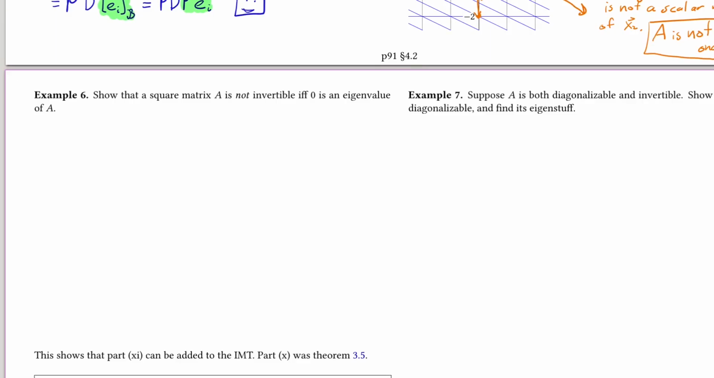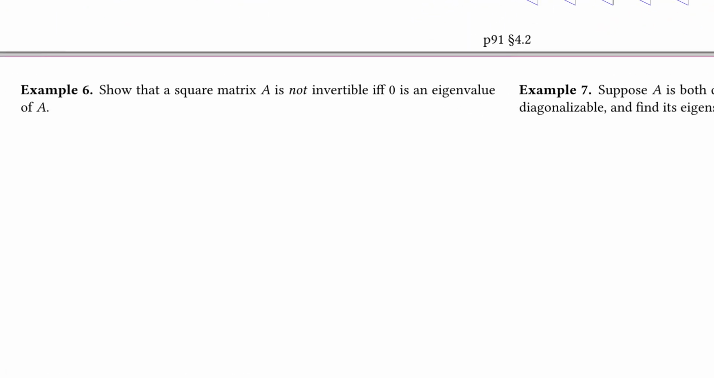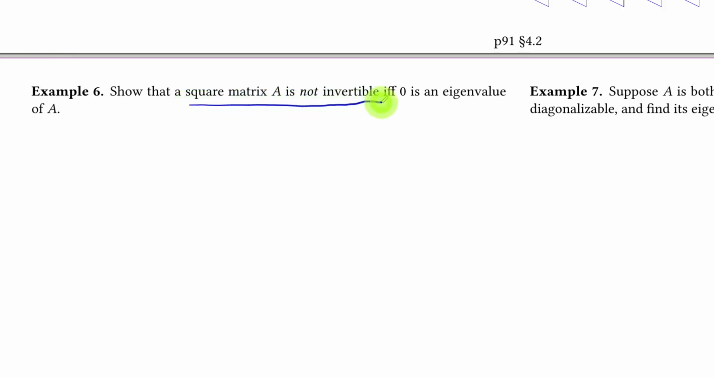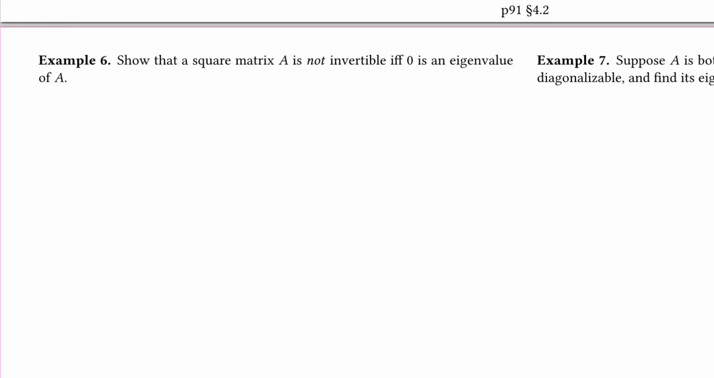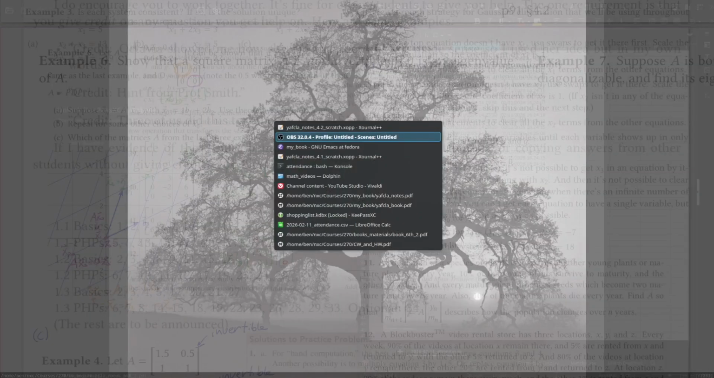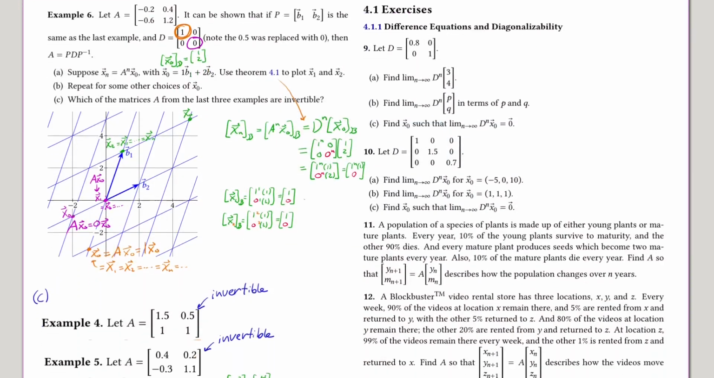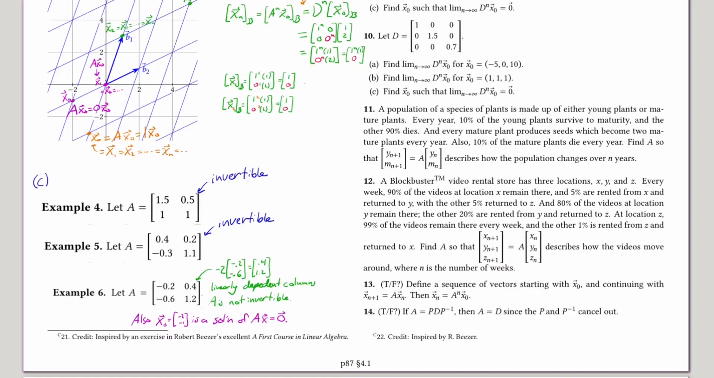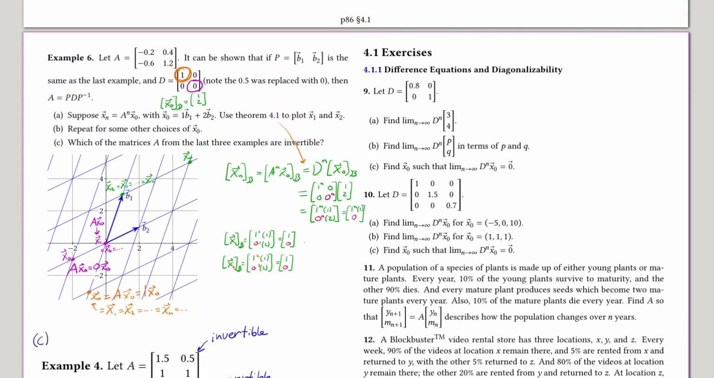We're going to show that a square matrix A is not invertible if and only if 0 is an eigenvalue of A. And before we prove it, the proof is actually going to be really easy, but I think it would help to look at a little example of it. This is back in 4.1. We have this example 6 here.